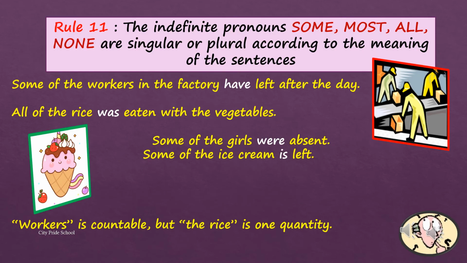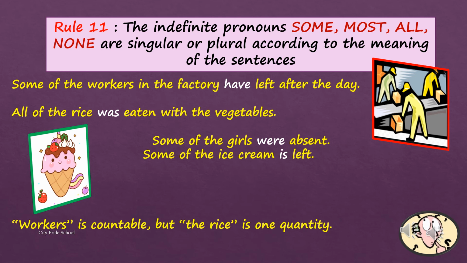Now, the last one is the indefinite pronouns like some, most, all, none, which are singular or plural according to the meaning of the sentence. Sometimes it will be like some rice. In that case, I will be considering it as a singular unit. Now see, some of the workers in the factory have left. So here I am using it as plural. All of the rice was eaten. Okay, all. There are no rules like with some, most and all we will use a singular verb. It can be either singular or plural depending upon the meaning.